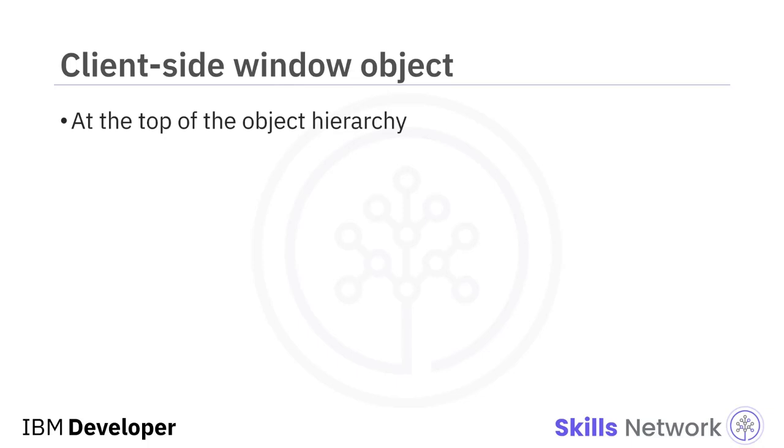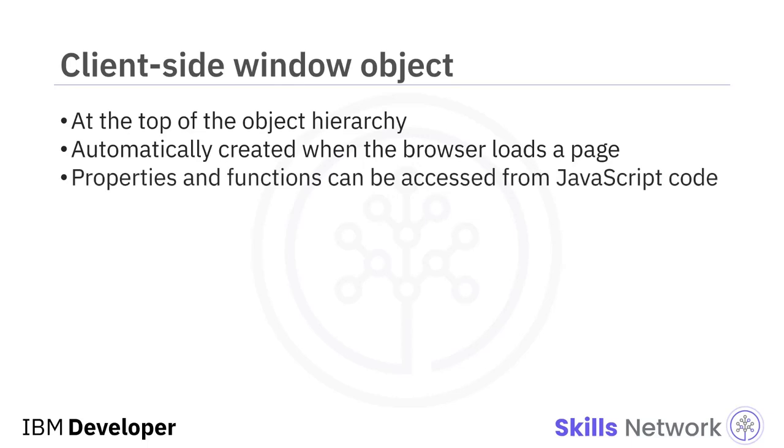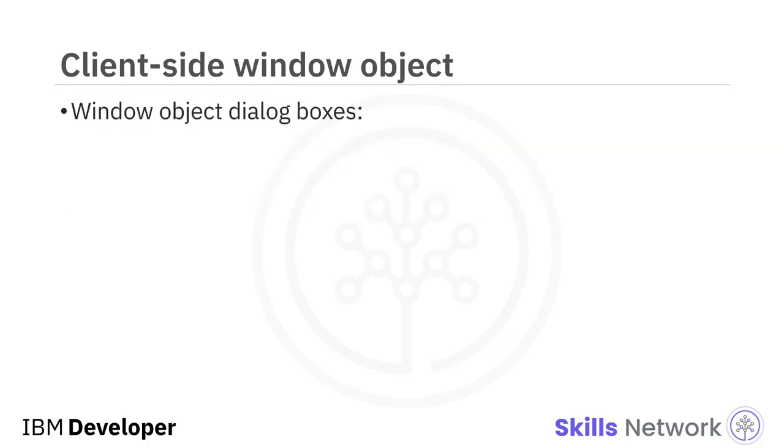The window object is the outermost global container of all the objects in the DOM hierarchy. When the browser loads a page, a window object is automatically created for you. You can then access the window object properties and functions from your JavaScript code. In client-side JavaScript, the window object serves as the global object, and everything in the DOM takes place in a window. A number of predefined methods exist for the window object.